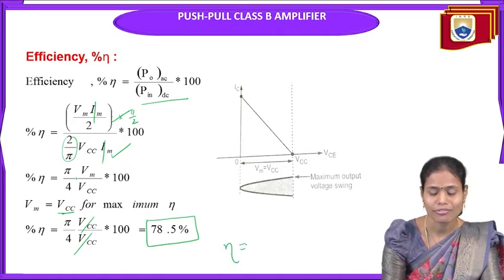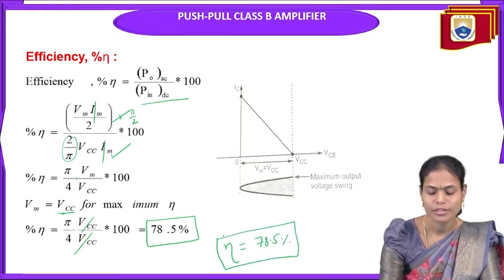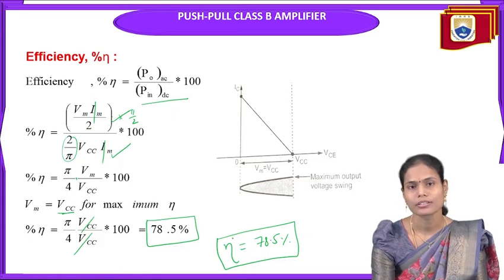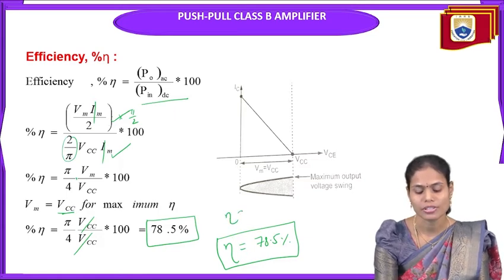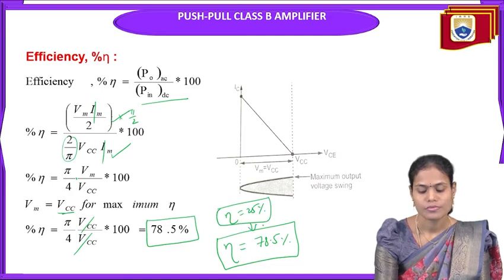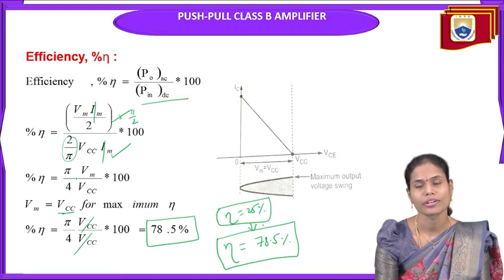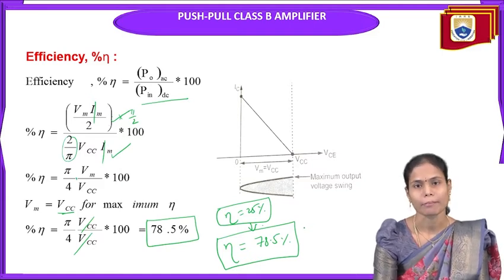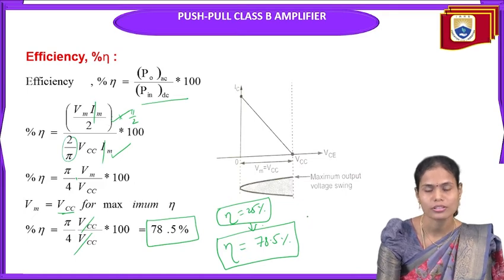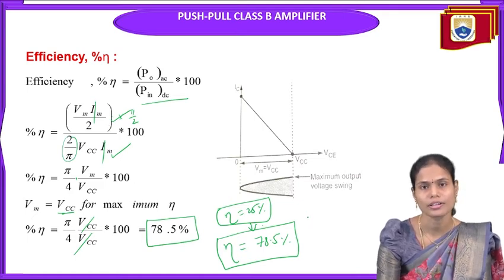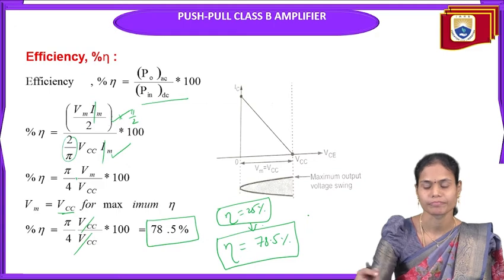So the overall efficiency of class B power amplifier is 78.5%. If we compare it with the class A power amplifier, it was 25% only. So almost 53.5% of efficiency is increased in the case of class B power amplifier because of utilizing 2 transistors for the conduction alternately.